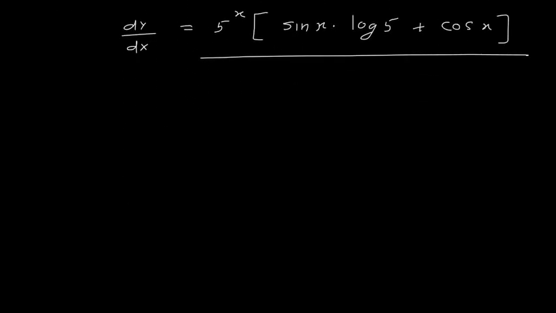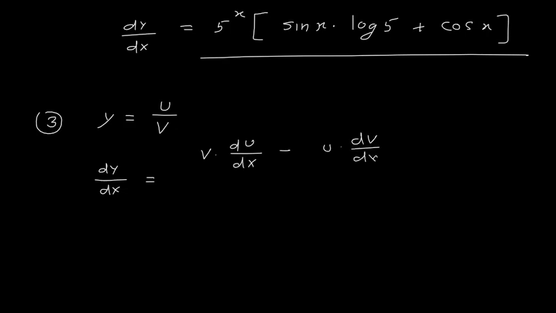Next, third, when y is of the form u upon v, then its derivative dy upon dx we find using the formula: v into du upon dx minus u into dv upon dx, whole divided by v square. Again, this is a little difficult to remember, but as you practice, you will understand.